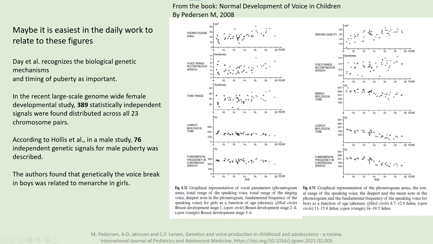Day et al. recognize the biological genetic mechanisms and timing of puberty as important. In the recent large-scale genome-wide female development study, 389 statistically independent signals were found distributed across all 23 chromosome pairs. According to Hollis et al., in a male study, 76 independent genetic signals for male puberty were described. The authors found that genetically the voice break in boys was related to menarche in girls.